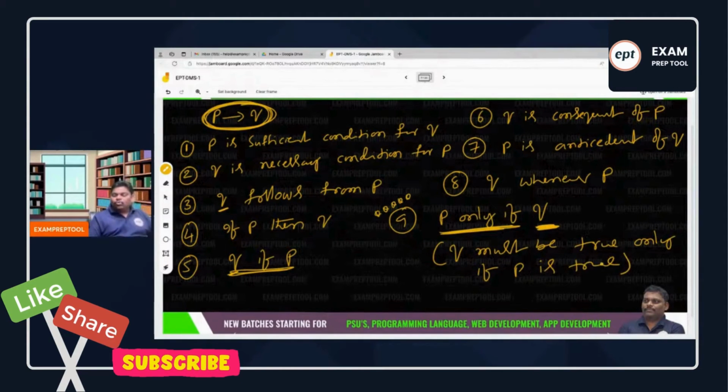Am I right? Q must be true only if P is true. Am I right or not? Q must be true only if P is true. Are you getting it? Is it right or wrong? Q must be true. Q is necessarily true only if P is true.